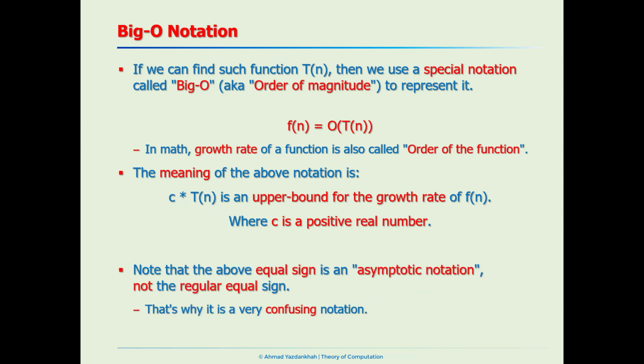You should be very careful about this equal sign. This is not a regular equal sign. It is an asymptotic notation. This asymptotic actually is a fancy word for approximation. This big O has its own algebra, and you should be careful about that, even though it's not part of this course, but I would like to mention some of them very quickly.